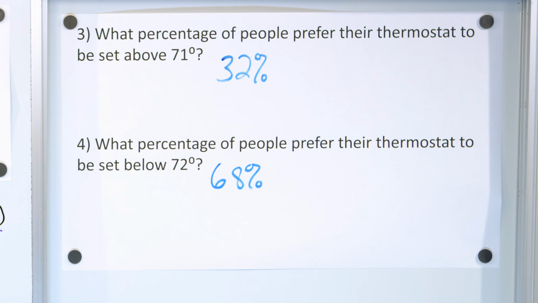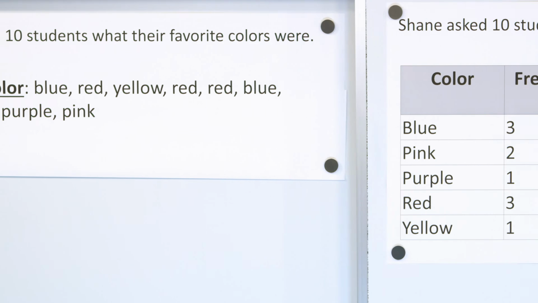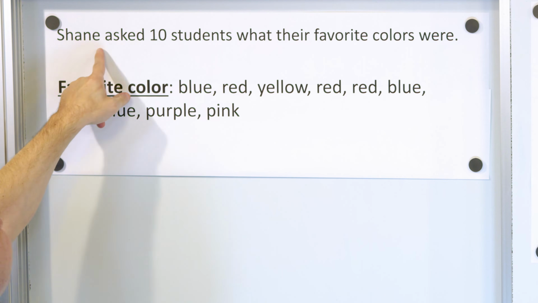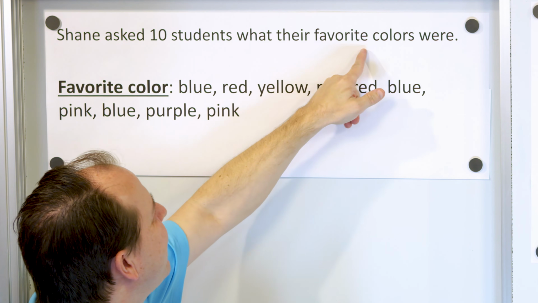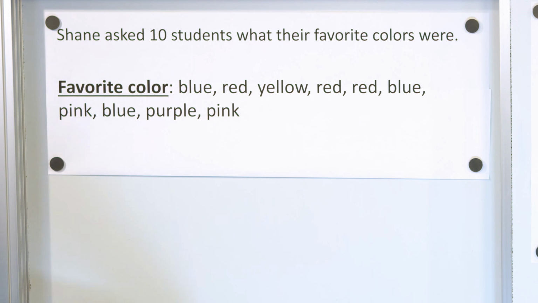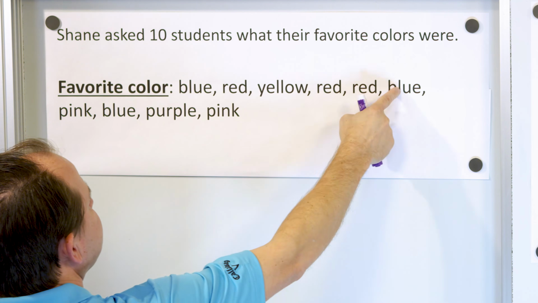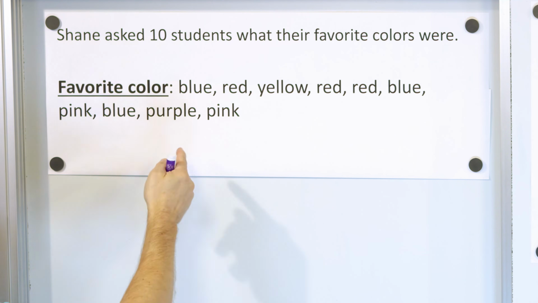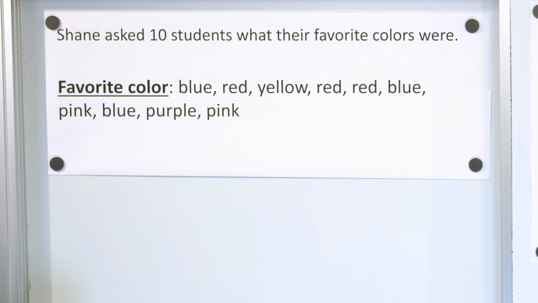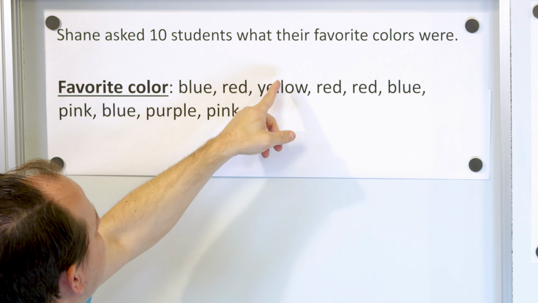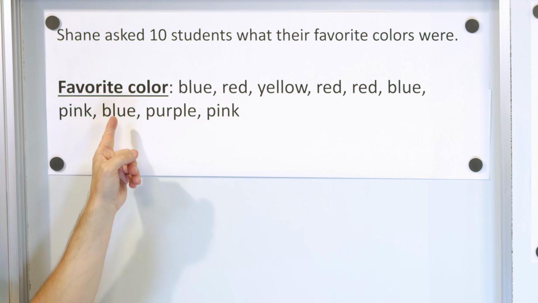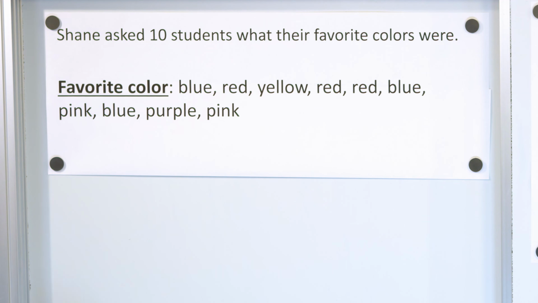All right, so that is the first problem. We're going to take this down. We have one more, and then we're going to wrap up this lesson. All right, here is problem number 2. It says, Shane asked 10 students what their favorite colors were. So you have 10 answers. 1, 2, 3, 4, 5, 6, 7, 8, 9, 10 answers. And of course, all of the answers that we have here: blue, red, yellow, red, red, blue, pink, blue, purple, pink. So we have lots of different answers here.